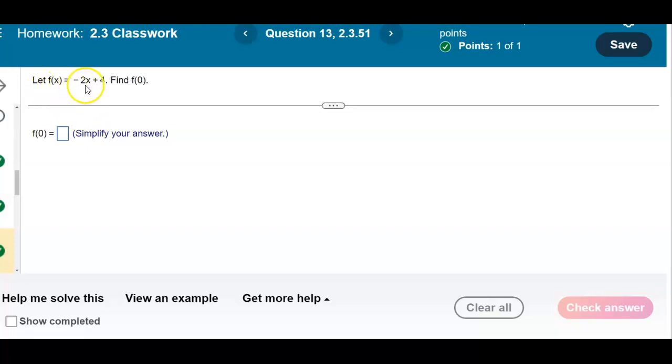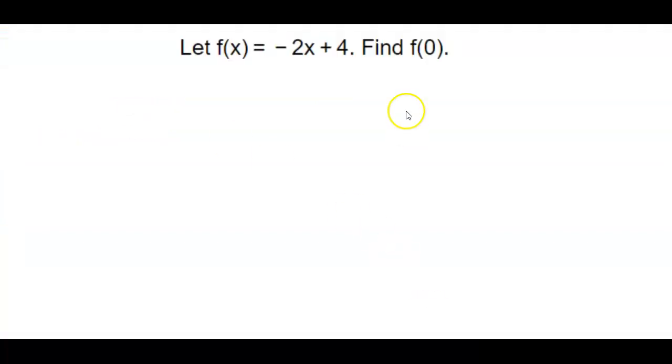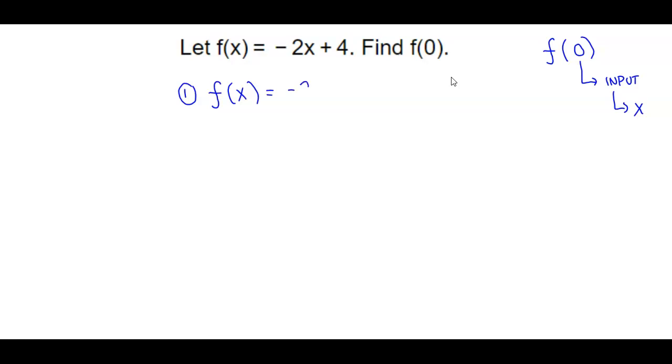Let f of x equal negative 2x plus 4, and we want to find f of 0. So here's our question. Whenever you see this f of 0, this tells us that 0 represents the input, and the input always represents the variable x. So let's write down the function f of x, which is equal to negative 2x plus 4. And what we want to do is find f of 0.